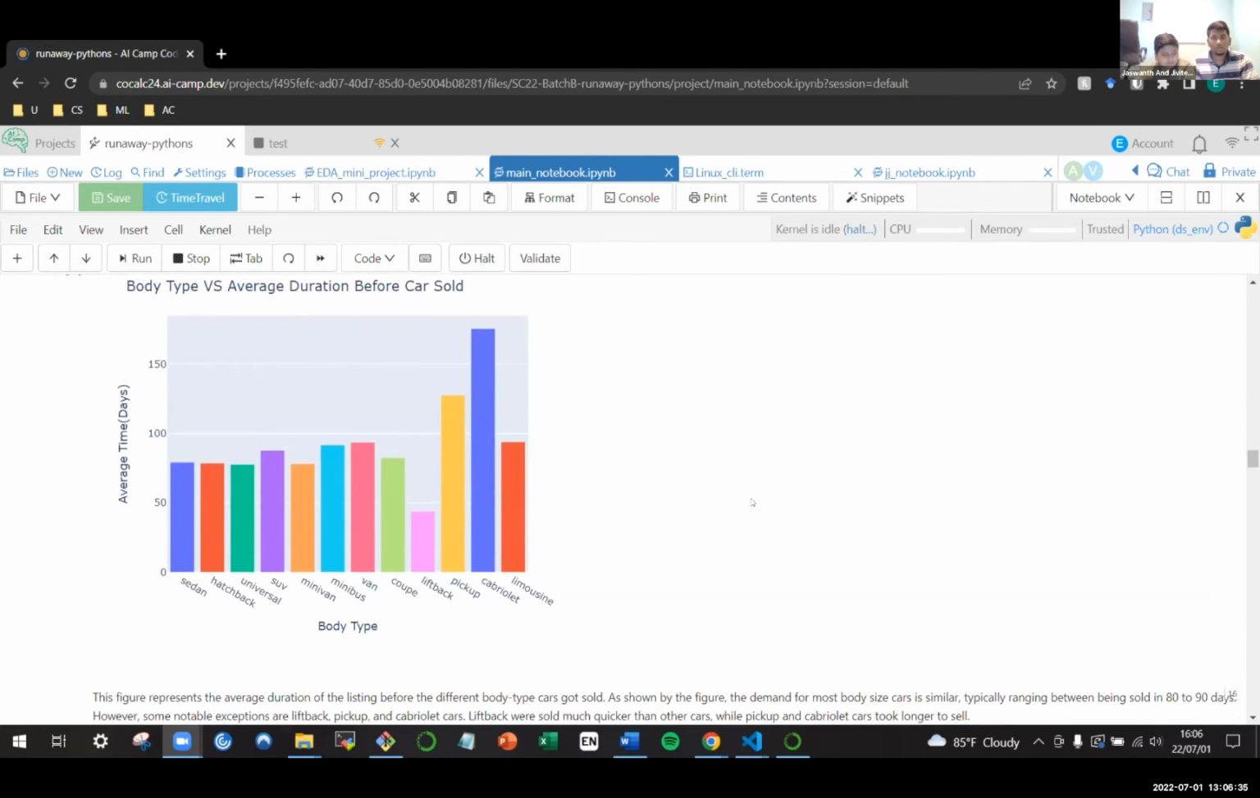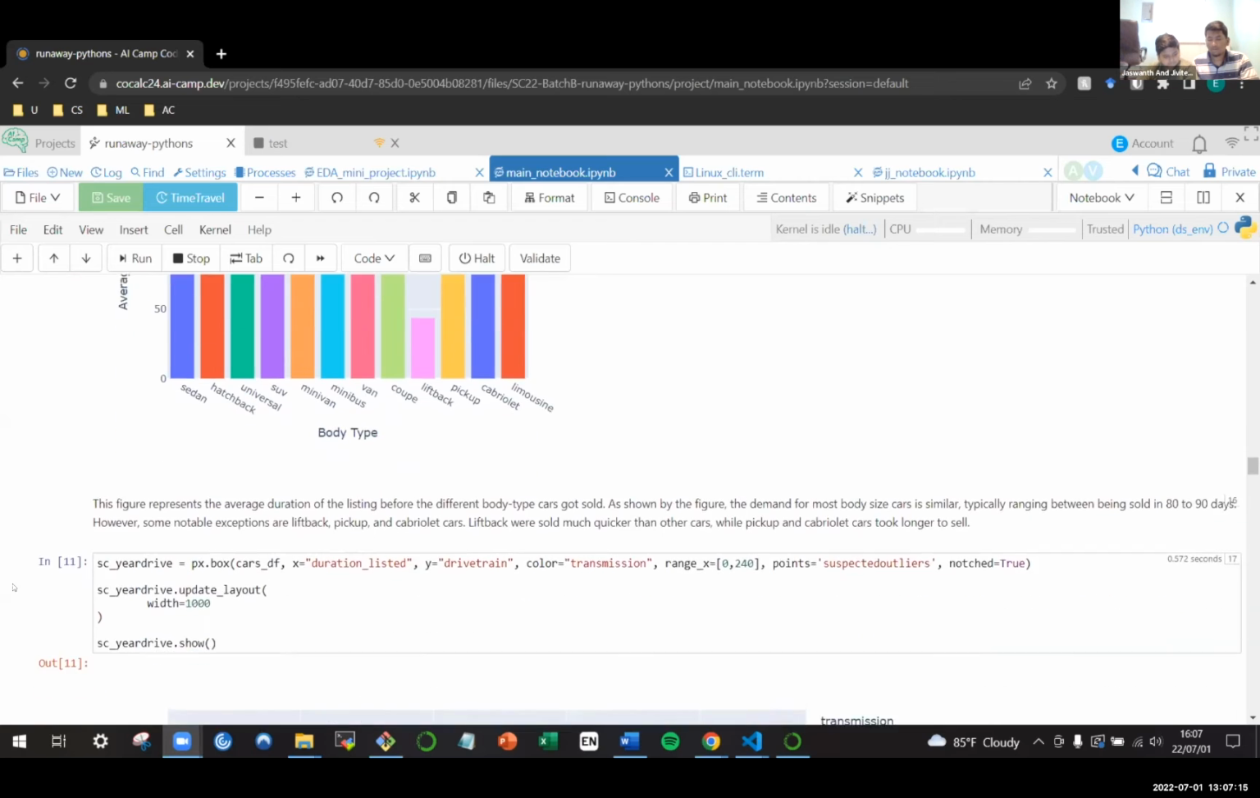The figure represents the average duration of the listing before the different body type cars got sold. As shown by the figure, the demand for most body-type cars is similar, typically being sold in 80 to 90 days. However, some notable exceptions are liftback, pickup, and cabriolet cars. Liftbacks were sold much quicker than other cars, while pickup and cabriolet cars took longer to sell.